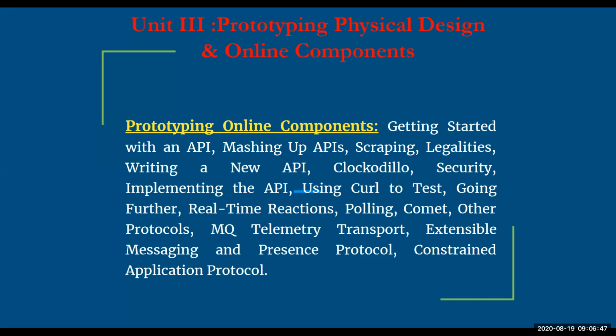So your next chapter is chapter number 7, that is prototyping online components. Here the topics which we are going to look into are getting started with an API, mashing up APIs, scraping, legalities, writing a new API, Crocodilo, that is a case study with respect to writing a new API, security, implementing an API using curl to test, and going further, that is the next topics: real-time reactions, polling, Comet, other protocols like MQ Telemetry Transport, Extensible Messaging and Presence Protocol, Constrained Application Protocol.